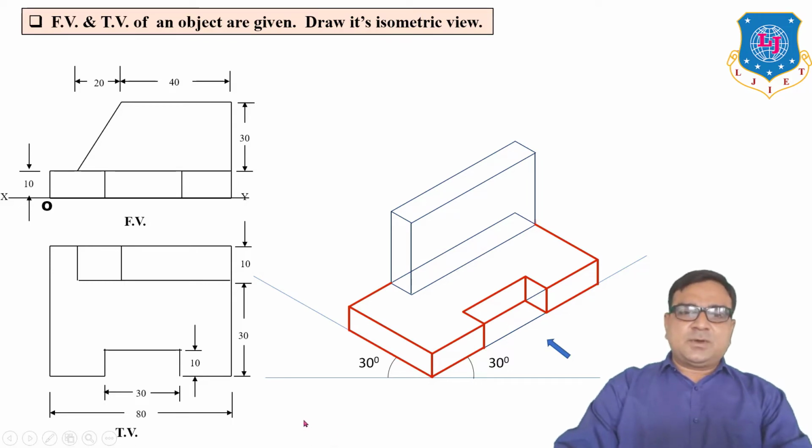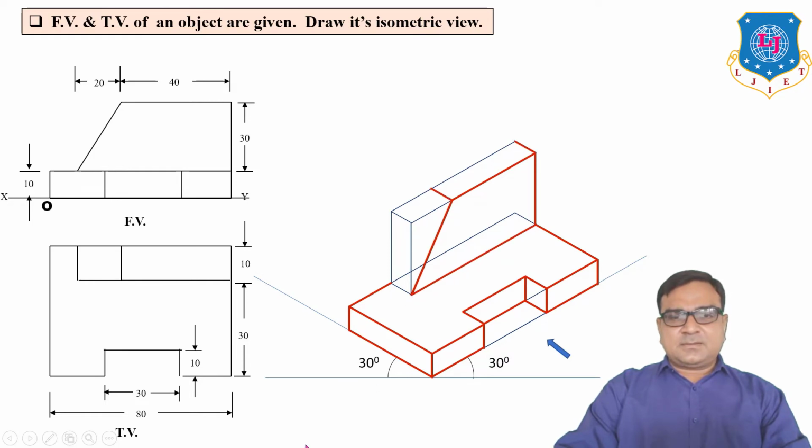Now for this block, draw a vertical line from this. In this block the length is 40 mm, so you have to go 40 mm, then join this point to the bottom of the plate. This is 10 mm thickness, so insert this line for this line, and you have to join these two corners.